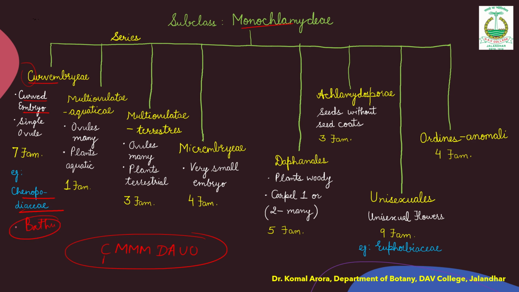Here we have the example from C itself, Chenopodiaceae, where we have Chenopodium, commonly known as Bathua. Second and third are Multiovulatae aquaticae and terrestres. Multiovulatae means ovules are many, and plants are aquatic here, and here the plants are terrestrial. You have just one family under aquaticae, that is Podostemaceae. And under Multiovulatae terrestres there are 3 families, but you can remember Nymphaeaceae.